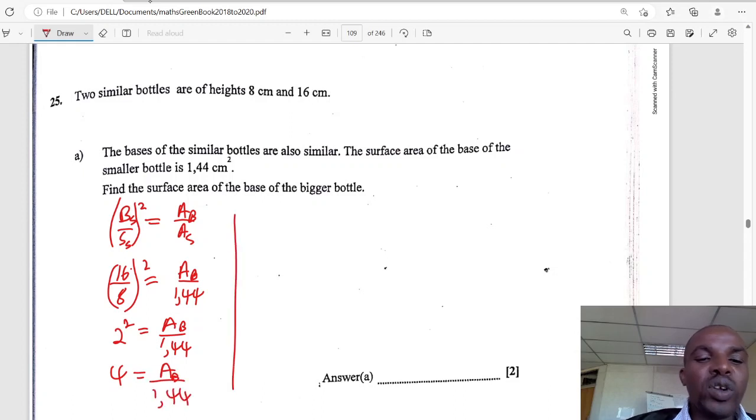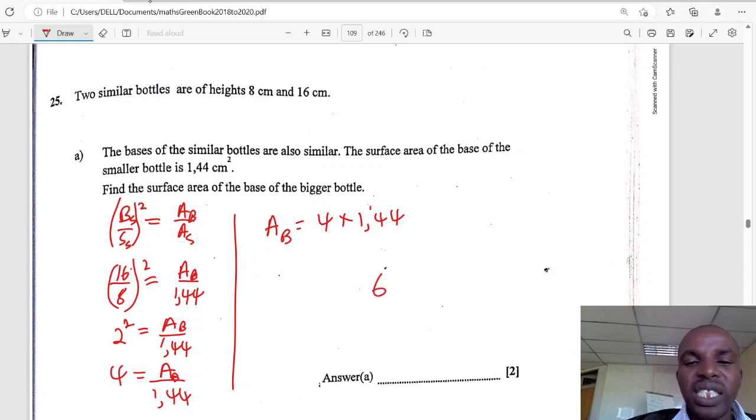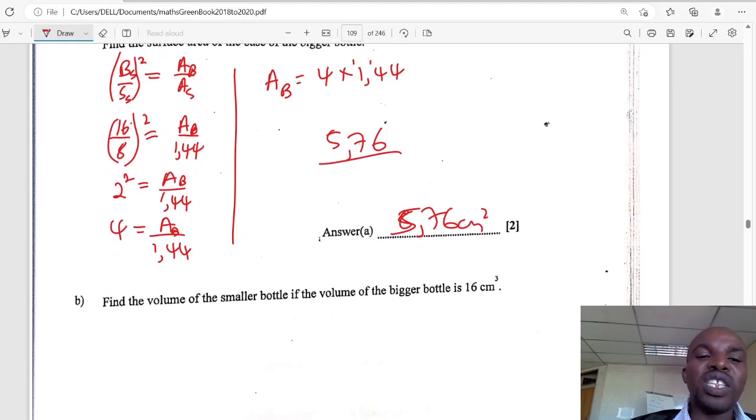So you multiply now 4 times. Area of bigger is 4 times 1.44. What will be the answer here? 4 times 4, 16. 6 carry 1. 4 times 4, 16. Plus 1, 17. 7 carry 1. 4 times 1 is 4 plus 1, 5. 2 decimal places. 5.76 square centimeters. Done. That's for the bigger one.